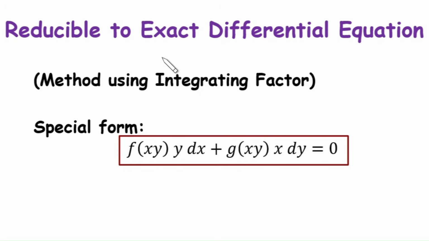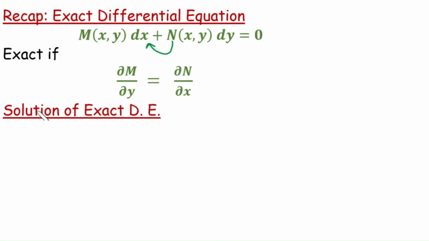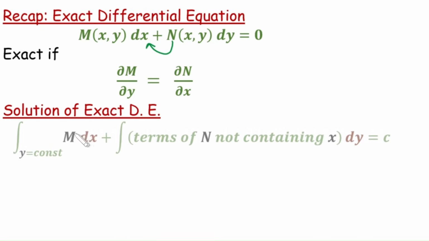Let's quickly revise what an exact differential equation is. A differential equation of this form is called exact if it satisfies this condition, that is, the partial derivative of M with respect to y is equal to the partial derivative of N with respect to x. Once the differential equation is exact, we can write its solution. For that, we take the integration of M with respect to x, keeping y as a constant, plus the integration of N with respect to y, but we will not consider any term containing x. We consider only the terms of y, is equal to the integration of 0, that is, a constant.